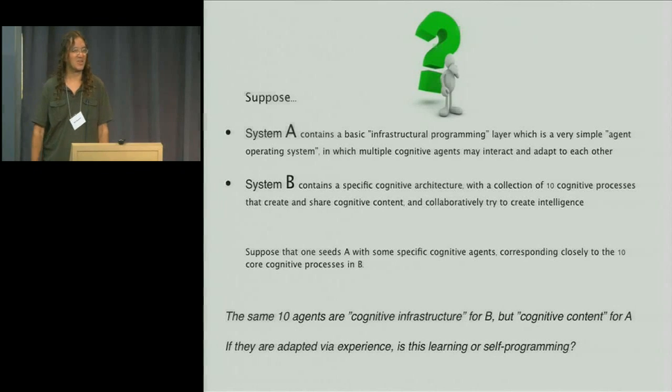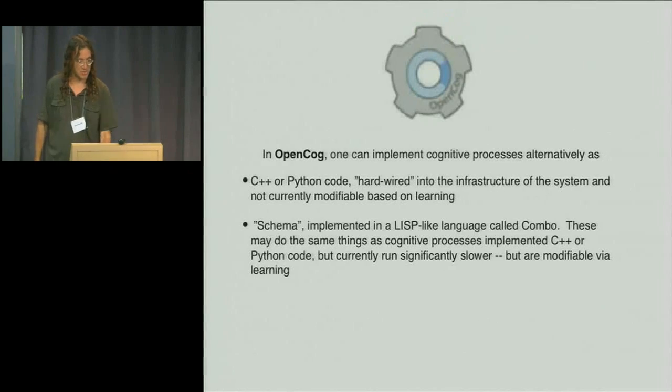Then on the most glib level, you'd say, well, in case A, this is just learning because the system is just modifying cognitive content that it's running. In case B, you'd say that modifying those agents is self-programming because it's modifying its infrastructure. But really, it's quite an arbitrary distinction, right? It's the same thing. You're just using two different architectures. So if you really think about it, the difference between learning and self-programming, in this case, would just come down to a trivial distinction, which isn't really what you want.